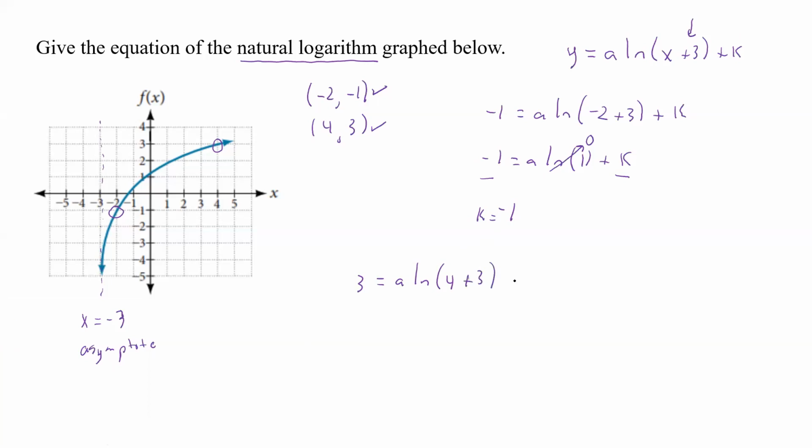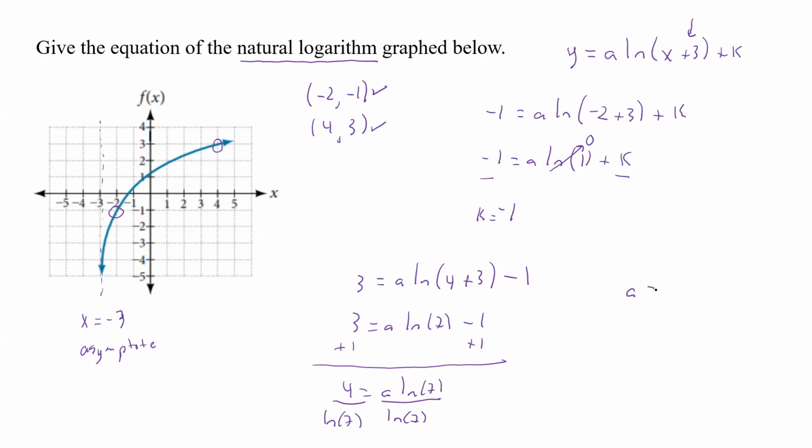Plus 3. And then we had -1. So we know we're shifting down 1 basically. All right. So now we have to do this. So that's going to be 3 equals a ln of 7 minus 1. Well, now we have to add 1 to both sides because now we got to simplify and solve for a. So that's 4 equals a ln of 7. Now we divide by ln of 7.